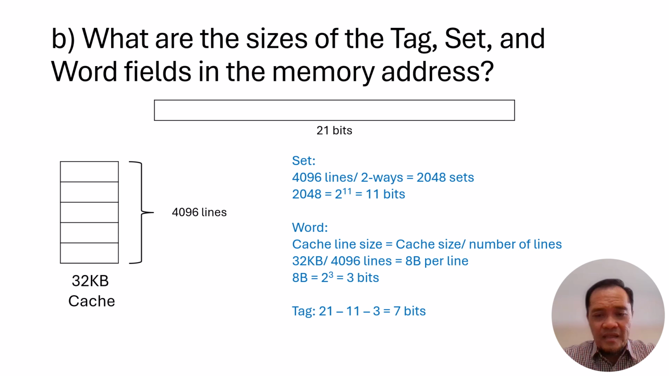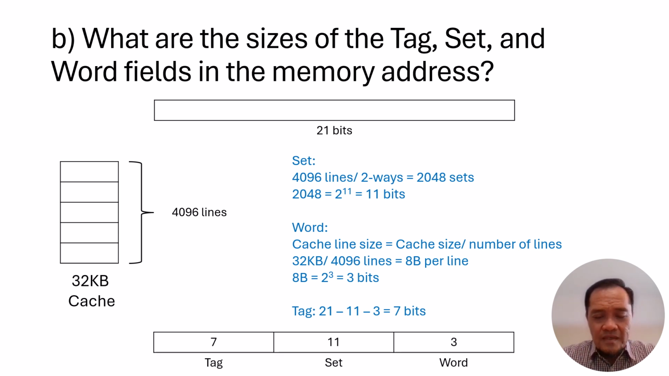Since the length of the memory address is 21 bits, and we allocated 11 bits for the set and 3 bits for the word, therefore we have 7 bits for the tag. So the memory address format is as shown below: 7 bits for the tag, 11 bits for the set, and 3 bits for the word.